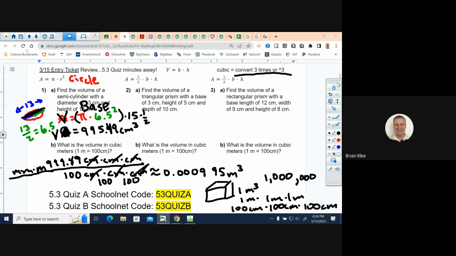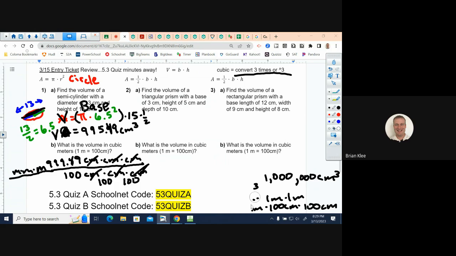Because 1 cubic meter would have 1,000,000 cubic centimeters in it. Okay? All right. So again, 0.00995 cubic meters, because you've got to cancel out the unit 3 times. That's going to be a theme over and over again. I'm going to start to summarize that on the next 2 problems here. So now I'll find the volume of a triangular prism.